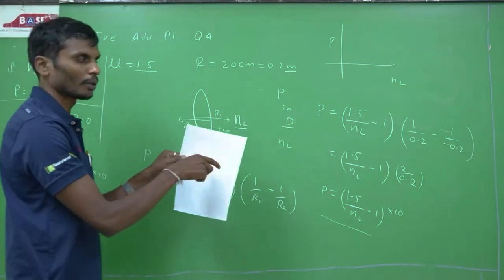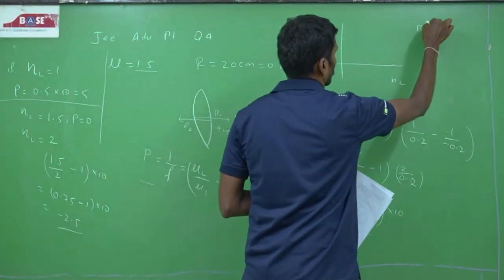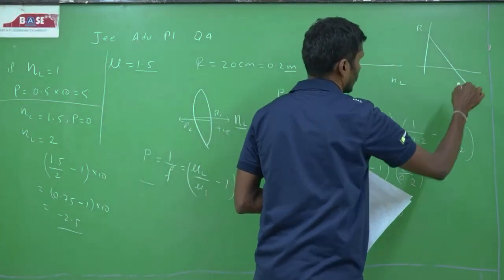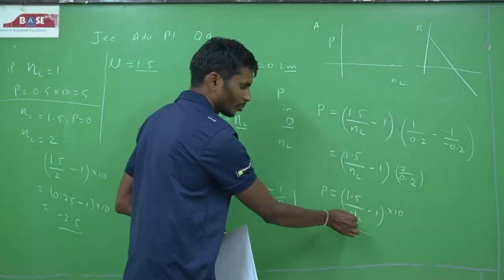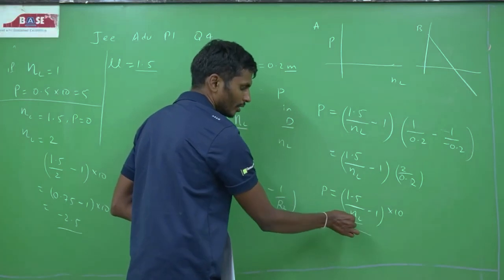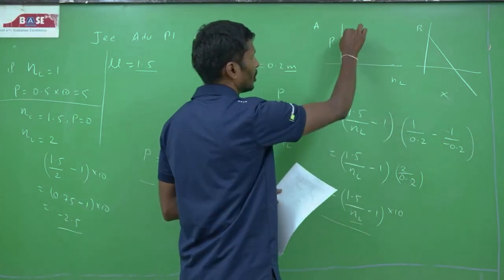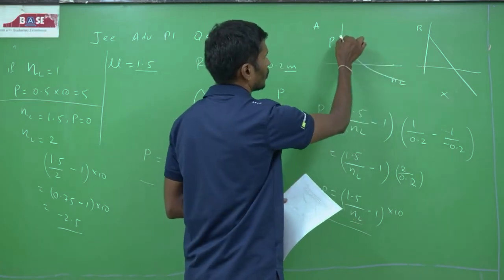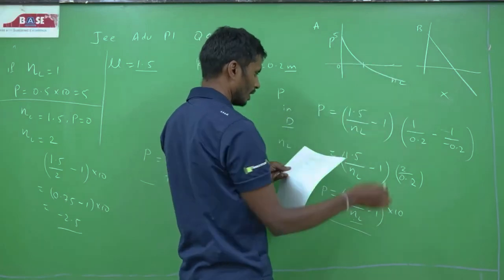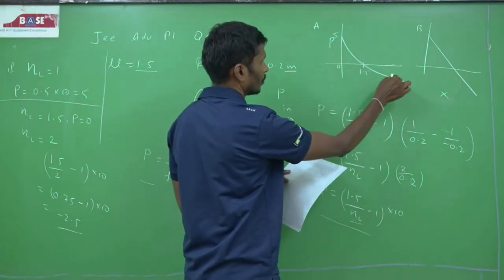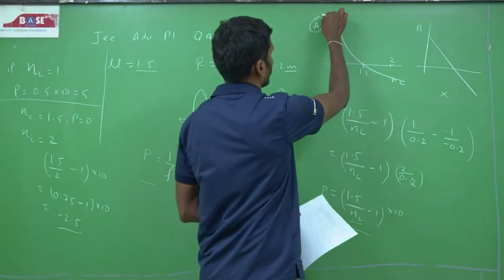If you look at the graph options, option A is matching. Option B also is similar, but what is the difference? In B, they have given a straight line. We know from this equation that P is not directly proportional to NL. NL is in the denominator, therefore you will not get a straight line. So the only possibility is a curved graph like this, starting with value 5 at NL equal to 1, power is 0 when NL is 1.5, and when NL is 2, power is negative. So option A is the only one matching.